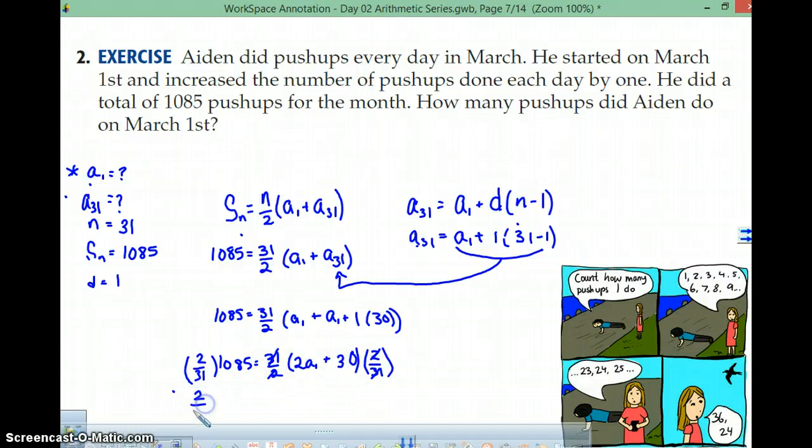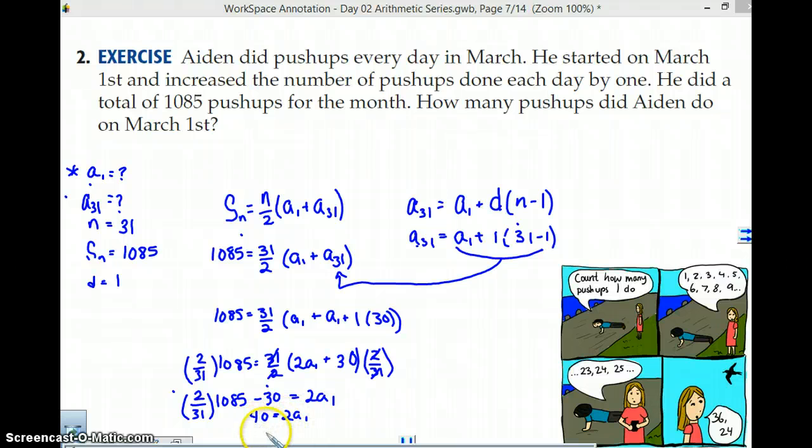Let's subtract 30 from both sides. Equals, sorry, let me put minus 30. Okay. Equals 2a. And if I'm correct, if you plug this into a calculator, this should become 40 equals 2a sub 1. And divide both sides by 2, you end up with 20 equals a sub 1. Okay. So the first day, he started with 20 push-ups.